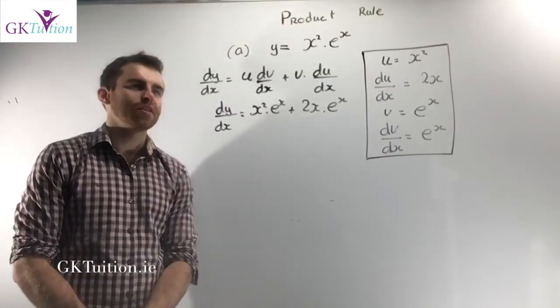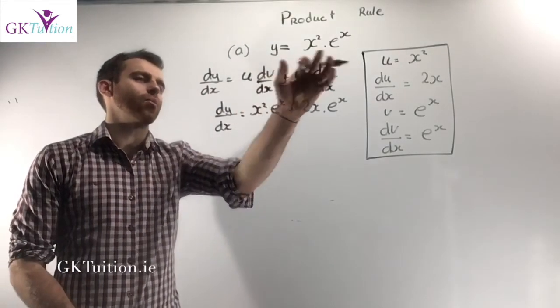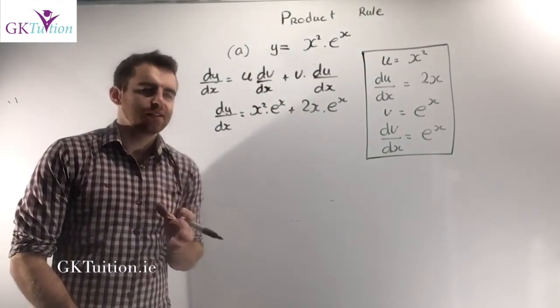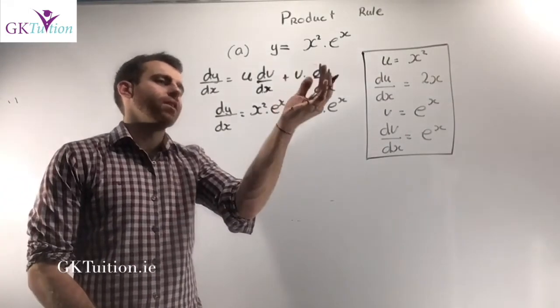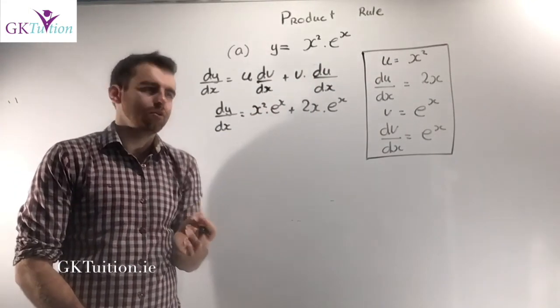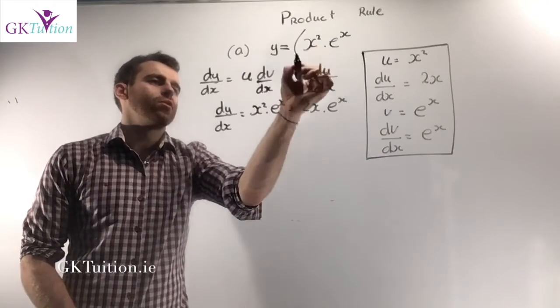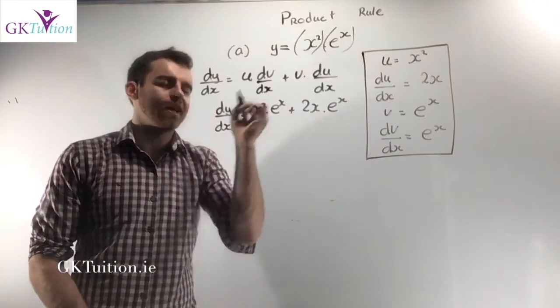Okay, so the first one I asked you to do here was y equals x squared by e to the x. This is clearly product rule. Obviously in the leaving cert insert it won't tell you if it's product rule or not. But I know this is product rule because it's algebra multiplied by an exponential.